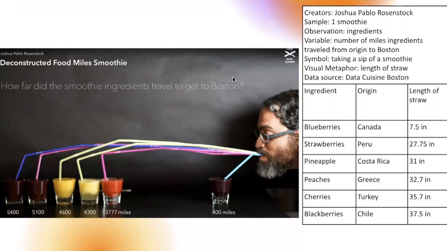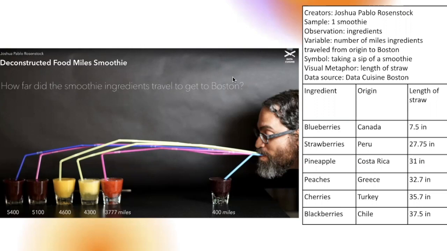Because representing the 5,400 miles that the blackberries traveled with a straw that was actually 5,400 miles long would be both difficult and wasteful. Images like this help us see that using ratios can display large numbers in an image.